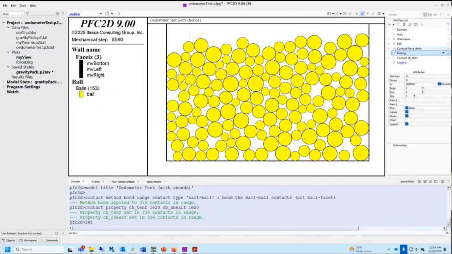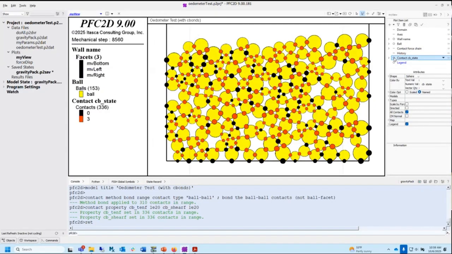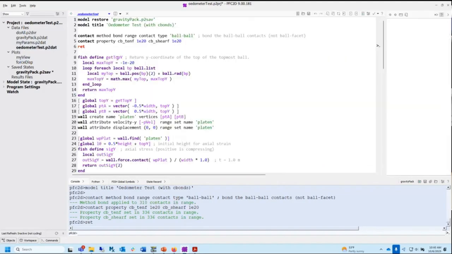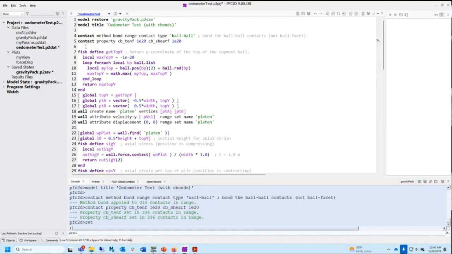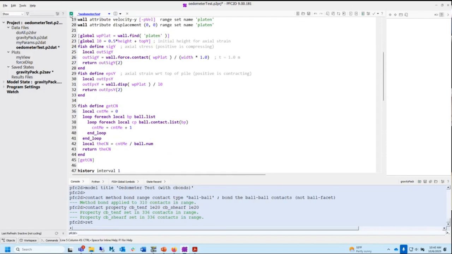Let's look at the contacts in there, and let's look at the value of tensile CB10F, 1E20. So I think we did it. And we also set the strength here for these unbonded ones, but we don't care because they're unbonded. So it doesn't matter what the strength is because it's not going to use it. Okay, excellent. Now let's run that crazy test here.